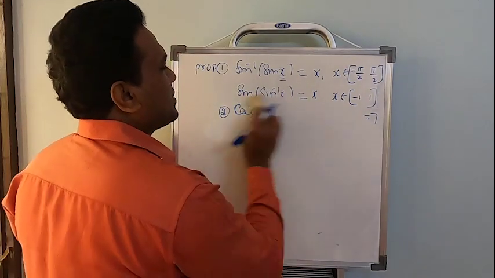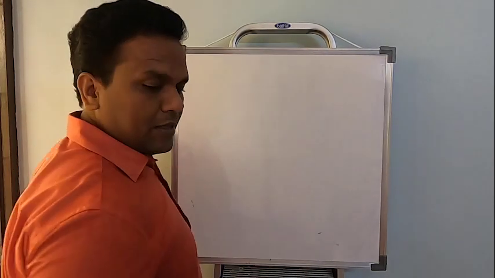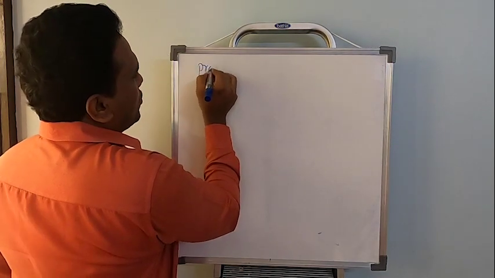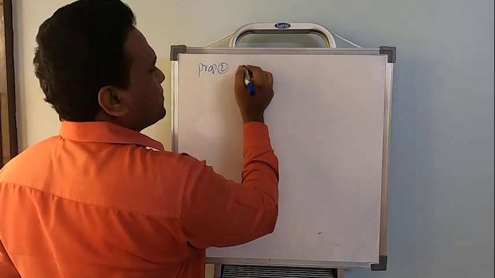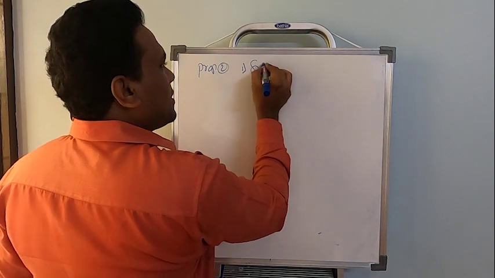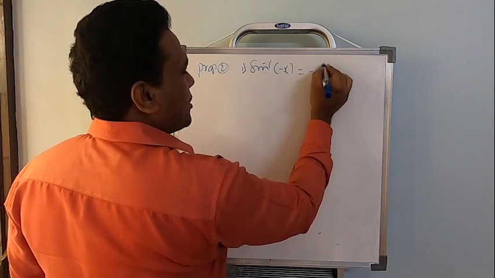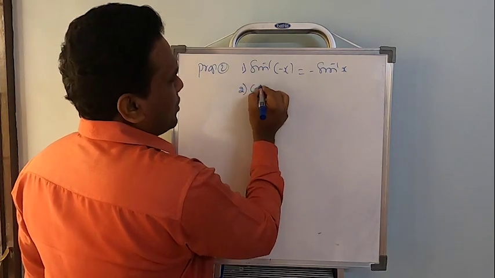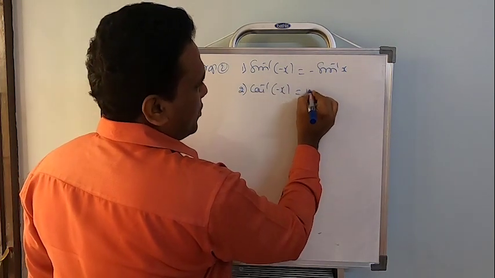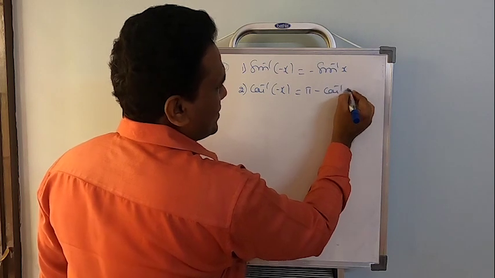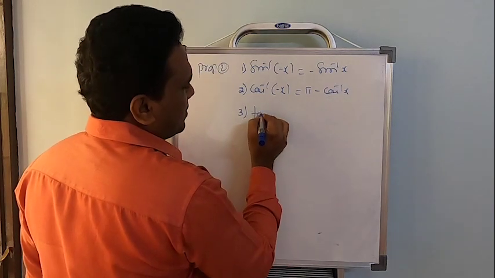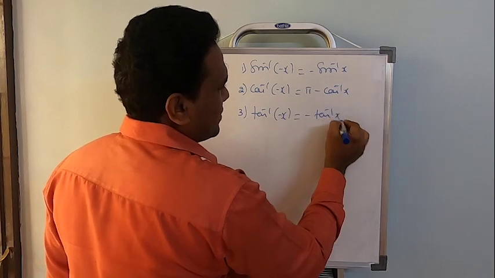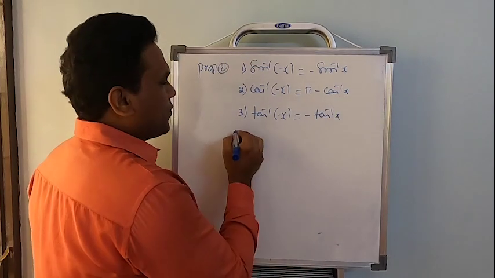The next one after this, we studied the property based on the negative sign for inverse trigonometric ratios. So property number 2 was, under this, first: sine inverse of minus x equal to minus sine inverse x. Second: cos inverse of minus x equal to pi minus cos inverse x. And the next: tan inverse of minus x equal to minus tan inverse x.